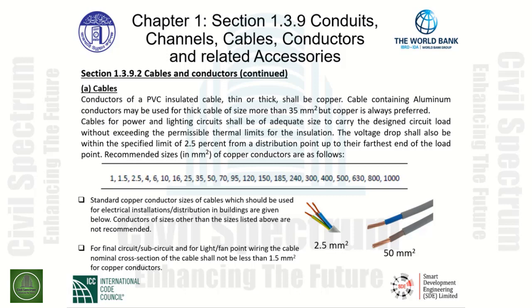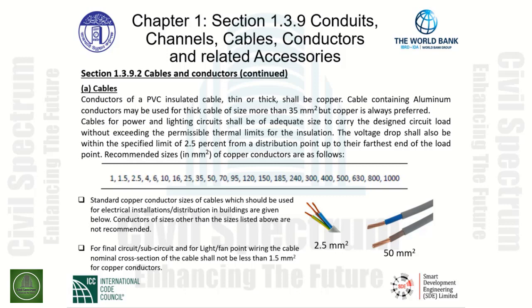Cables for power and lighting circuits shall be of adequate size to carry the designed circuit load without exceeding the permissible thermal limits for the insulation. The voltage drop shall also be within the specified limit of 2.5% from a distribution point up to their farthest end of the load point. Recommended sizes in millimeters squared of copper conductors are as follows.